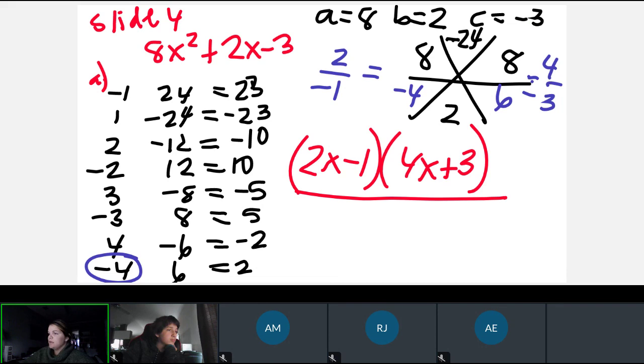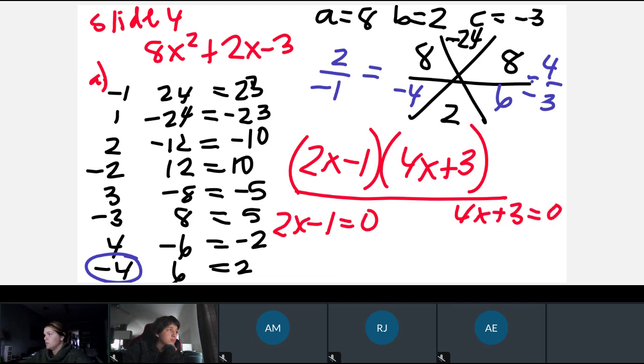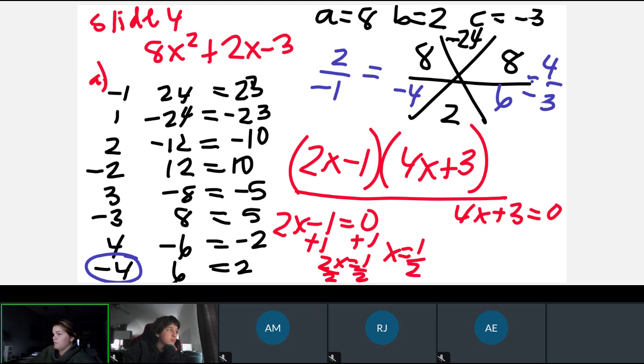Okay. Part B asks for the roots of the equation. The root of an equation is asking you what number can you plug in for x to make the whole thing 0. So I'm going to take both of these, 2x minus 1, and set it equal to 0, and 4x plus 3 and set it equal to 0. Now I'm just solving for x on both sides. Okay, so I'd get 2x is equal to 1, divided by 2. So x would be 1/2.